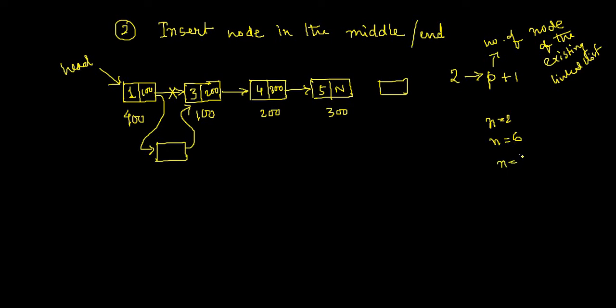That's okay, that's fine. But n equal to 7? Instead of writing n equal to 6, if you write n equal to 7, this is not possible, because you have 5 nodes. Maximum is the 6th position. That means after the last node you can insert, but not after that. Am I clear?